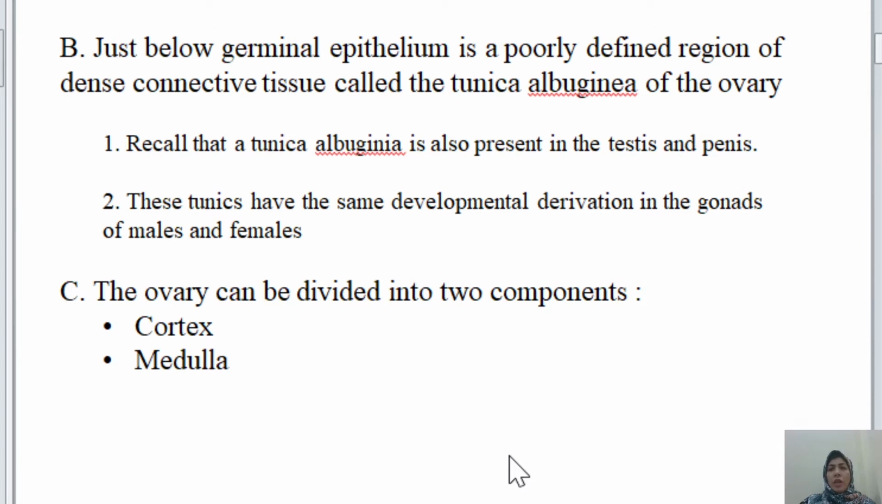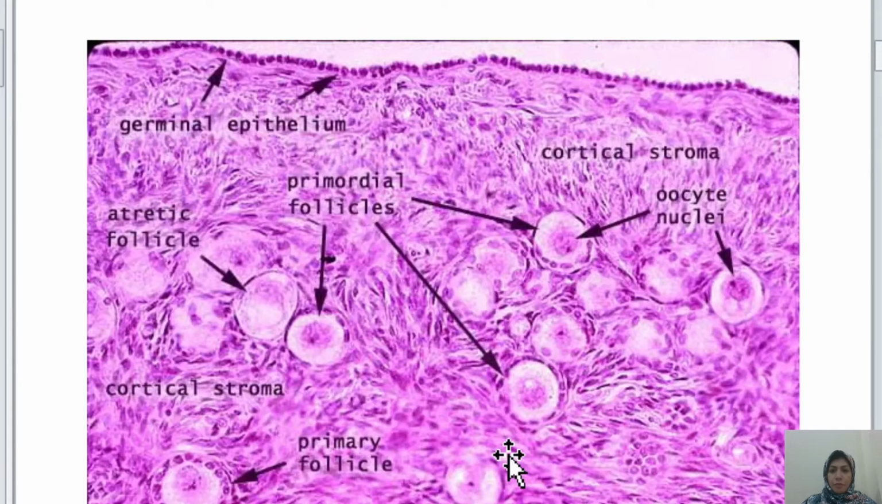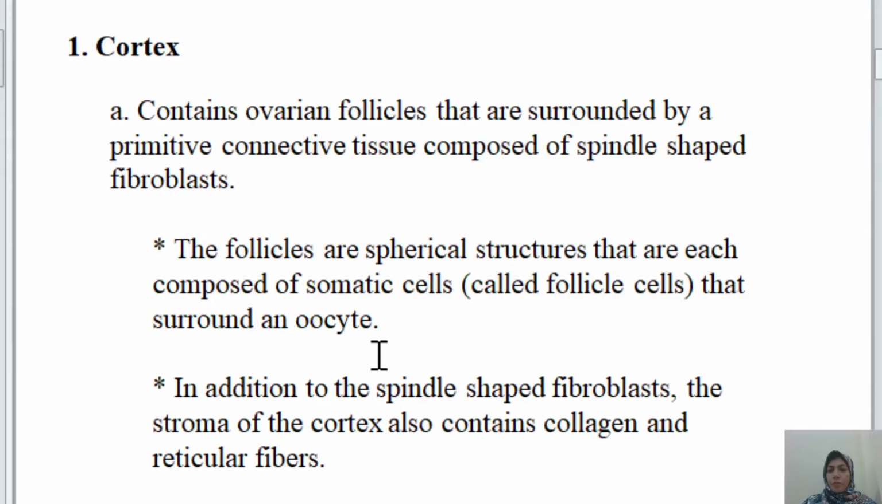The ovary can be divided into two parts: the stroma and the parenchyma of the ovary. And the parenchyma of the ovary can be divided into two components. The first one is the cortex, and the second one is the medulla. This is a picture that shows the germinal epithelium that covers the ovary, and also some follicles that are located in the cortex, and the cortical stroma of the ovary.